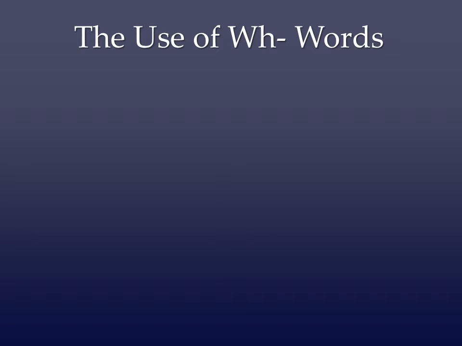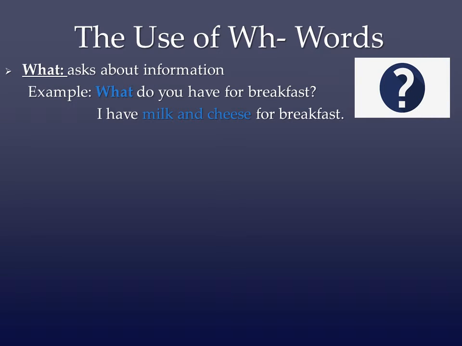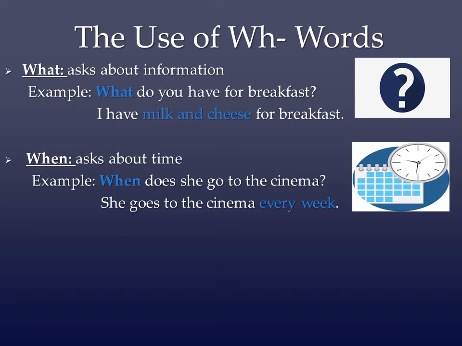Now let's know the use of each WH word. Number 1 is what. What asks about information. Example, what do you have for breakfast? I have milk and cheese for breakfast. Number 2 is when. When asks about time. Example, when does she go to the cinema? She goes to the cinema every week.